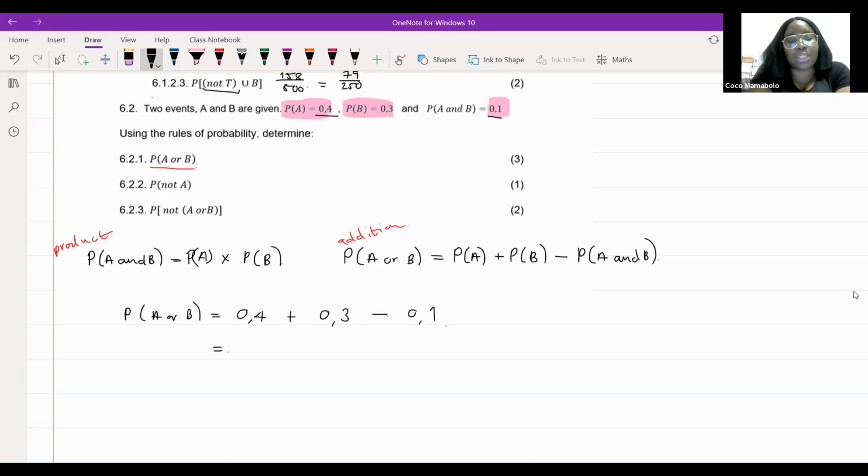You can pop your answers in the chat. Zero comma 6, correct. That's it, Kimotolo, excellent. Our answer is 0.6. That's 6.2.1. All right, let's look at 6.2.2 quickly. It says here, what is the probability of not A? What is the probability of the complement of A?